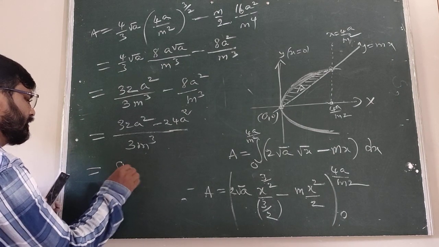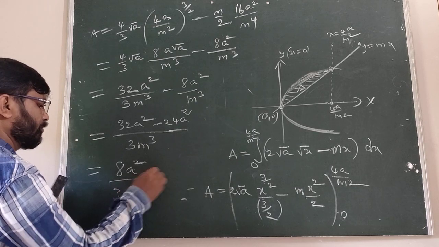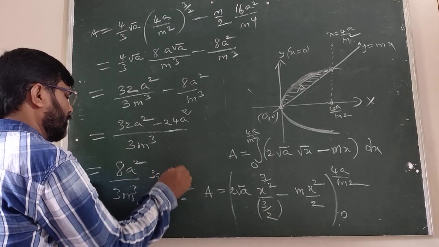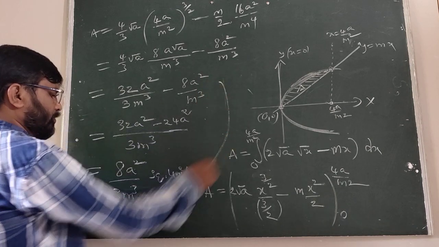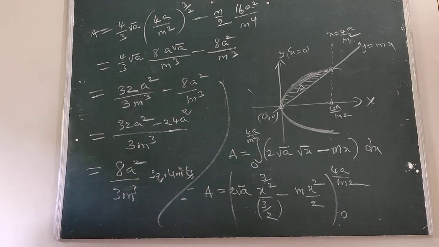Yes, 8a square by 3m cube square units. The area is always written in units, square units, measured in square units. Okay, 8a square by 3m cube.